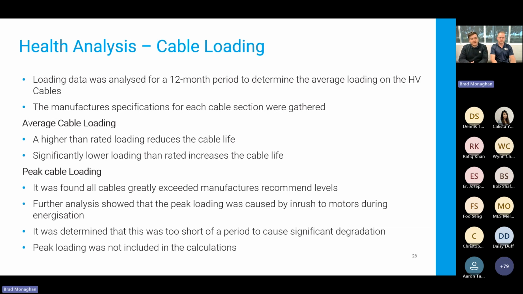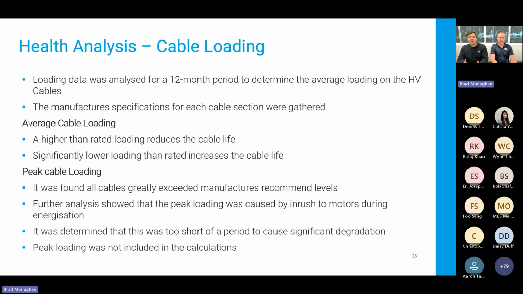But the odd thing is the peak loading on nearly every cable exceeded what the manufacturer recommended, which is quite an odd scenario and not something you'd traditionally get in an electrical network and power companies, but it is something you'll see in industrial sites. And when we talked to the engineers, we came to the conclusion that it's due to the inrush of when they're turning on their motors and different machines. But the time period of that peak loading was really quite short.